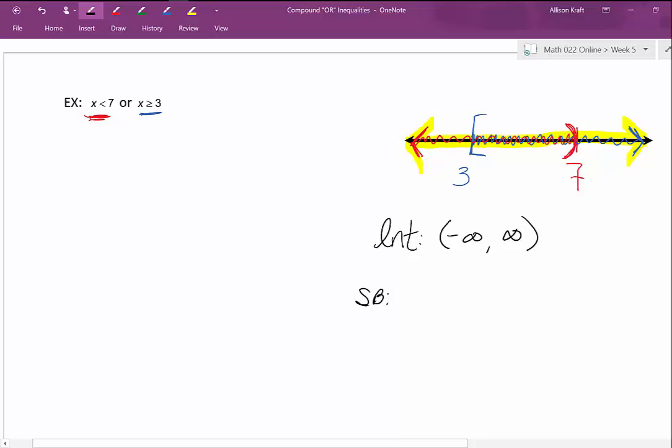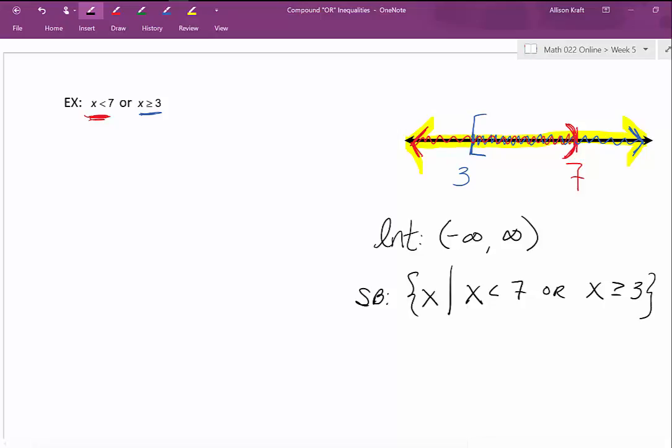Our set builder notation always starts the same, the set of all x, such that x is strictly less than 7, or x is greater than or equal to 3. Now this set builder notation is fine with me. Another way to write this, since we're talking about the entire number line, all real numbers, we could have written the set builder notation, the set of all x, such that x is any real number.